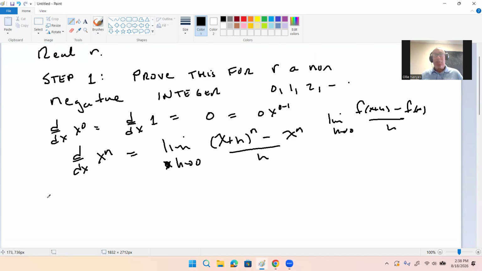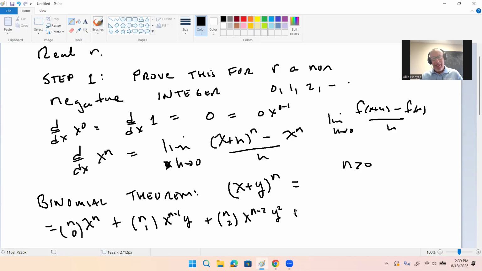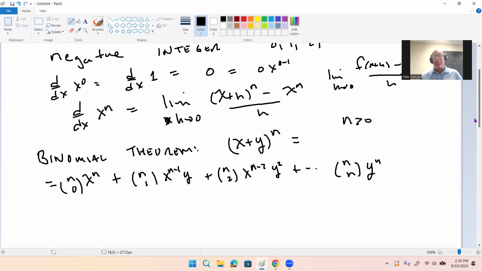And here we're going to use something called the binomial theorem. What that says is that if you have x plus y to the nth power for n a positive integer, that's going to be x to the n, n choose 0, plus n choose 1, x to the n minus 1, y to the first, plus n choose 2, x to the n minus 2, y squared. And this continues all the way out to n choose n, y to the n. Now, you might be saying, well, binomial theorem, where'd you pull that from?